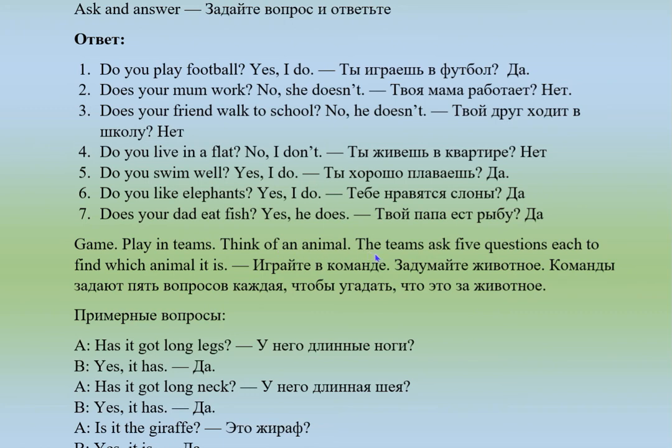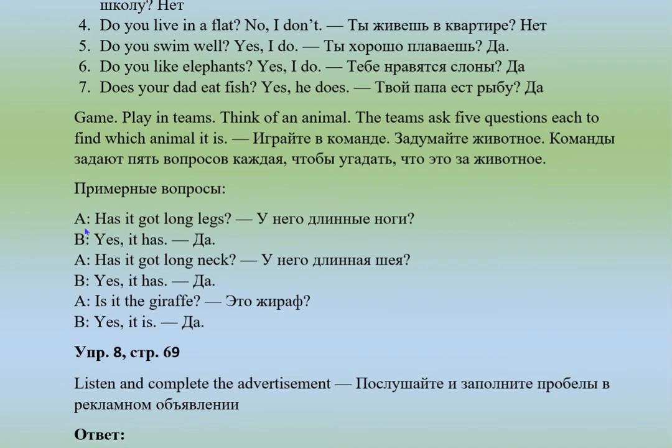Game. Play in teams. Think of an animal. The teams ask 5 questions, each to find which animal it is. Играйте в команде, задумайте животное. Команда задает 5 вопросов каждая, чтобы угадать, что это за животное. The questions. Has it got long legs? Yes, it has. Has it got a long neck? Yes, it has. Is it a giraffe? Yes, it is.